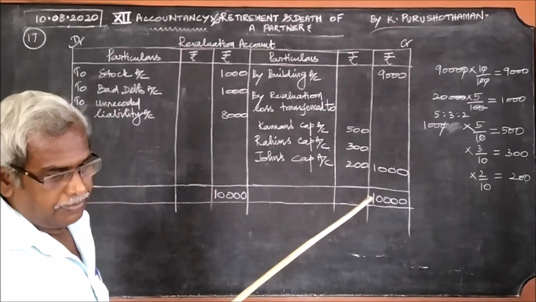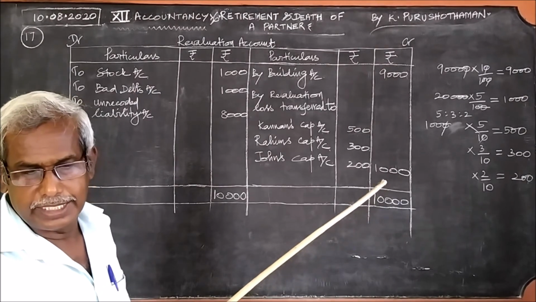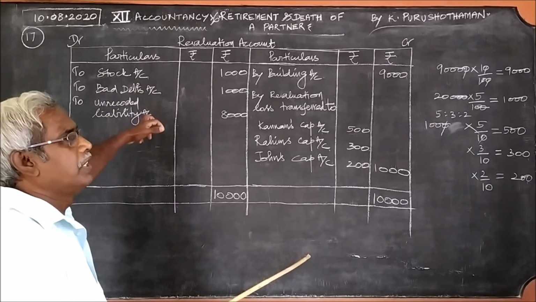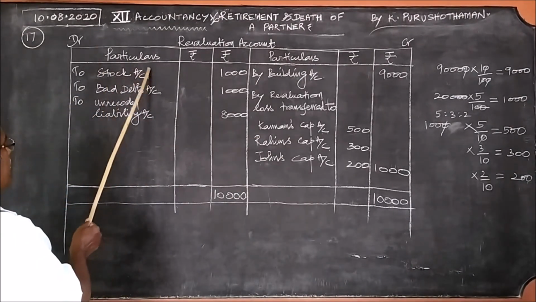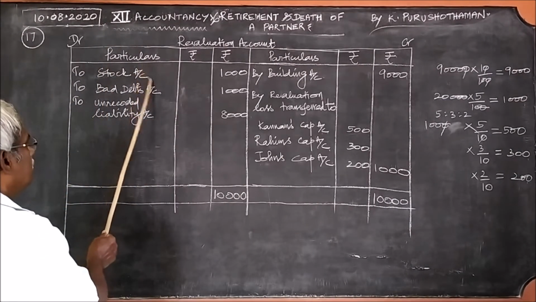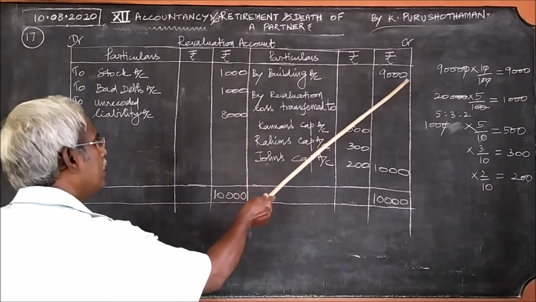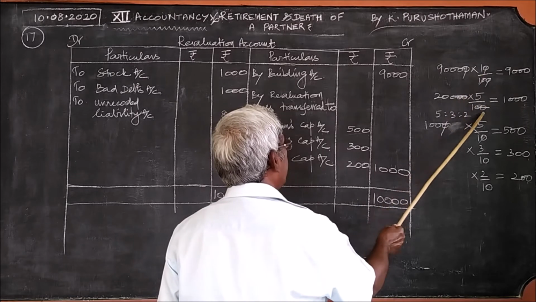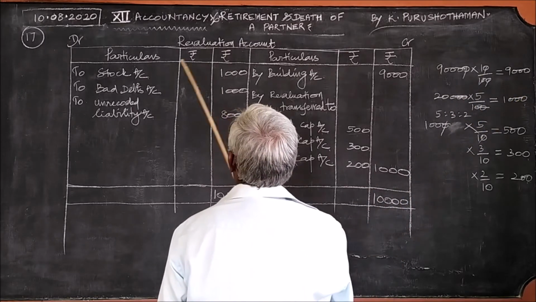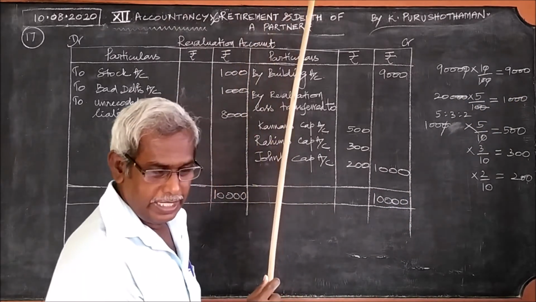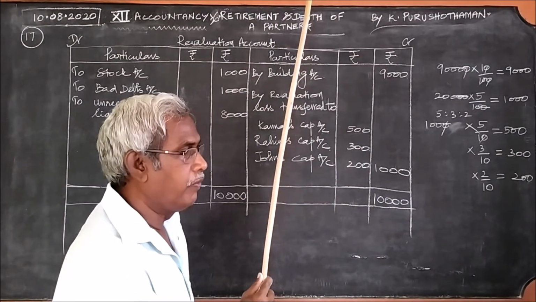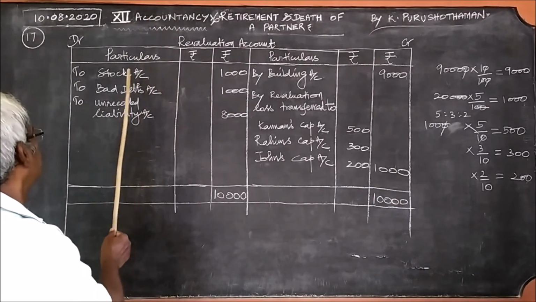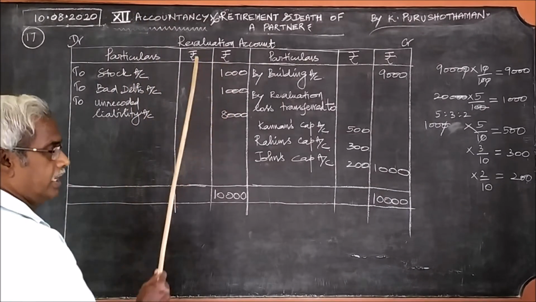Then the second item, stock to be depreciated. Depreciation of stock is a decrease in the value of the stock, therefore it is a loss item. It is 5% of 20,000. The stock value is 20,000, 5 by 100, it is 1,000, that's what we have written. Then provide 1,000 for bad debts. Bad debts is also a loss item, therefore to bad debts 1,000.